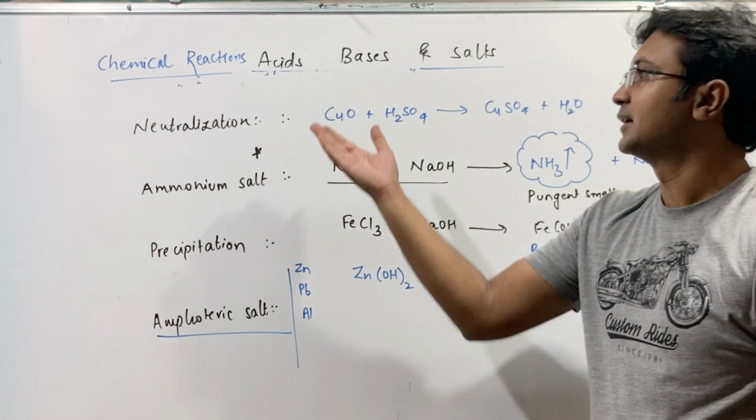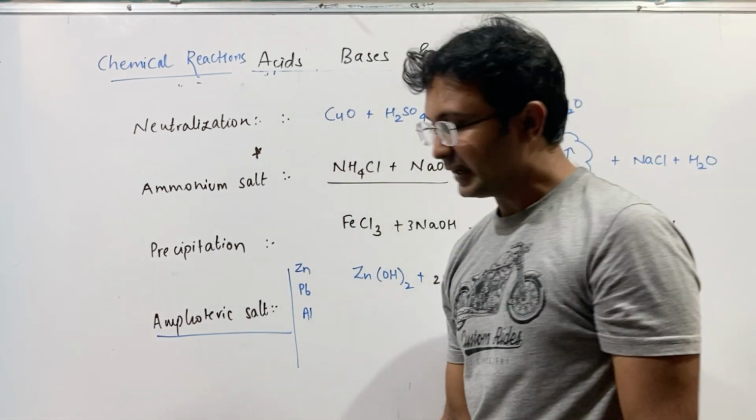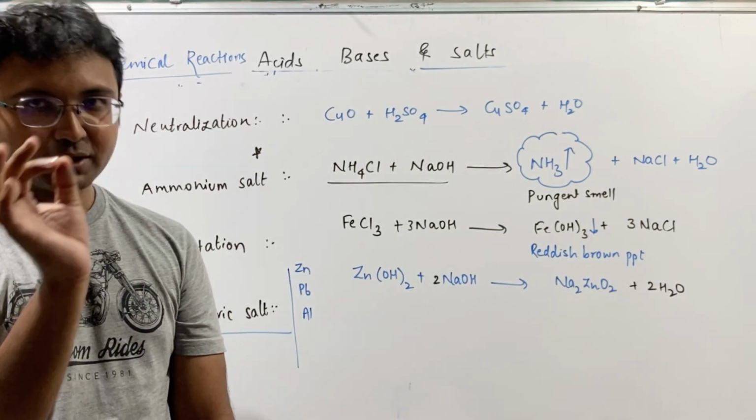Okay. So these two parts are already the part of your syllabus in chapter number 4, that is analytical chemistry. This is neutralization reaction, and next is ammonium salt, which is very important, where you need to liberate the ammonia gas, right?